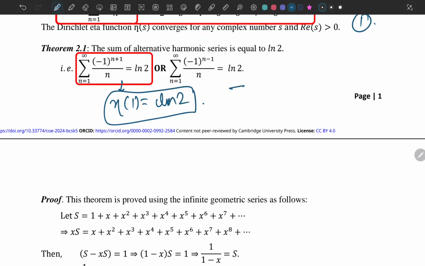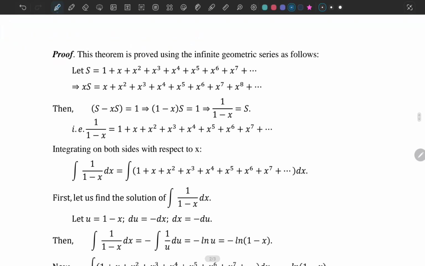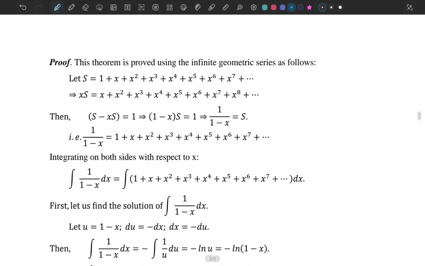And be careful that these two infinite series are both equal to each other, because when you expand them finally, they are not going to violate our infinite series. Okay, so now let's prove that. This theorem is proved using the infinite geometric series as follows.